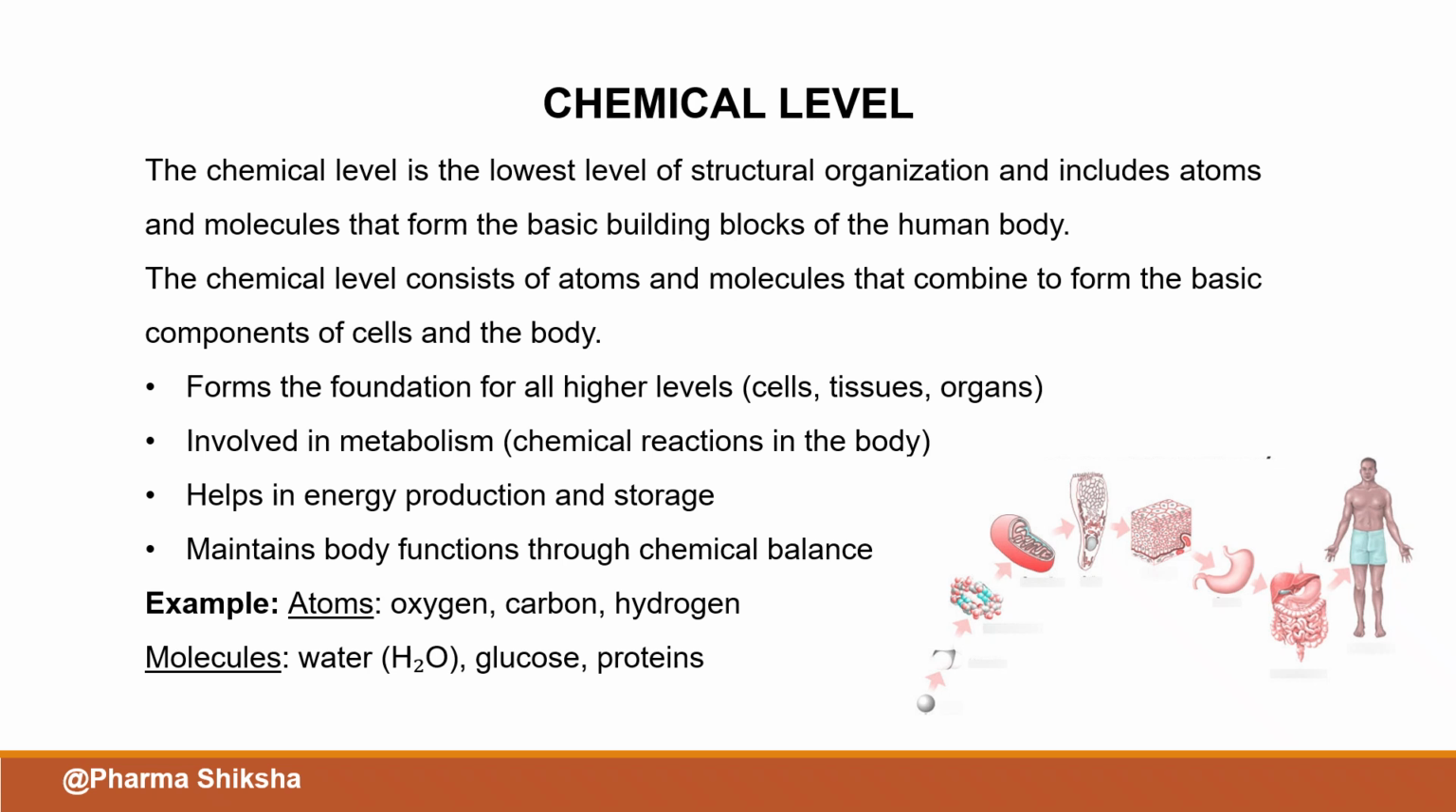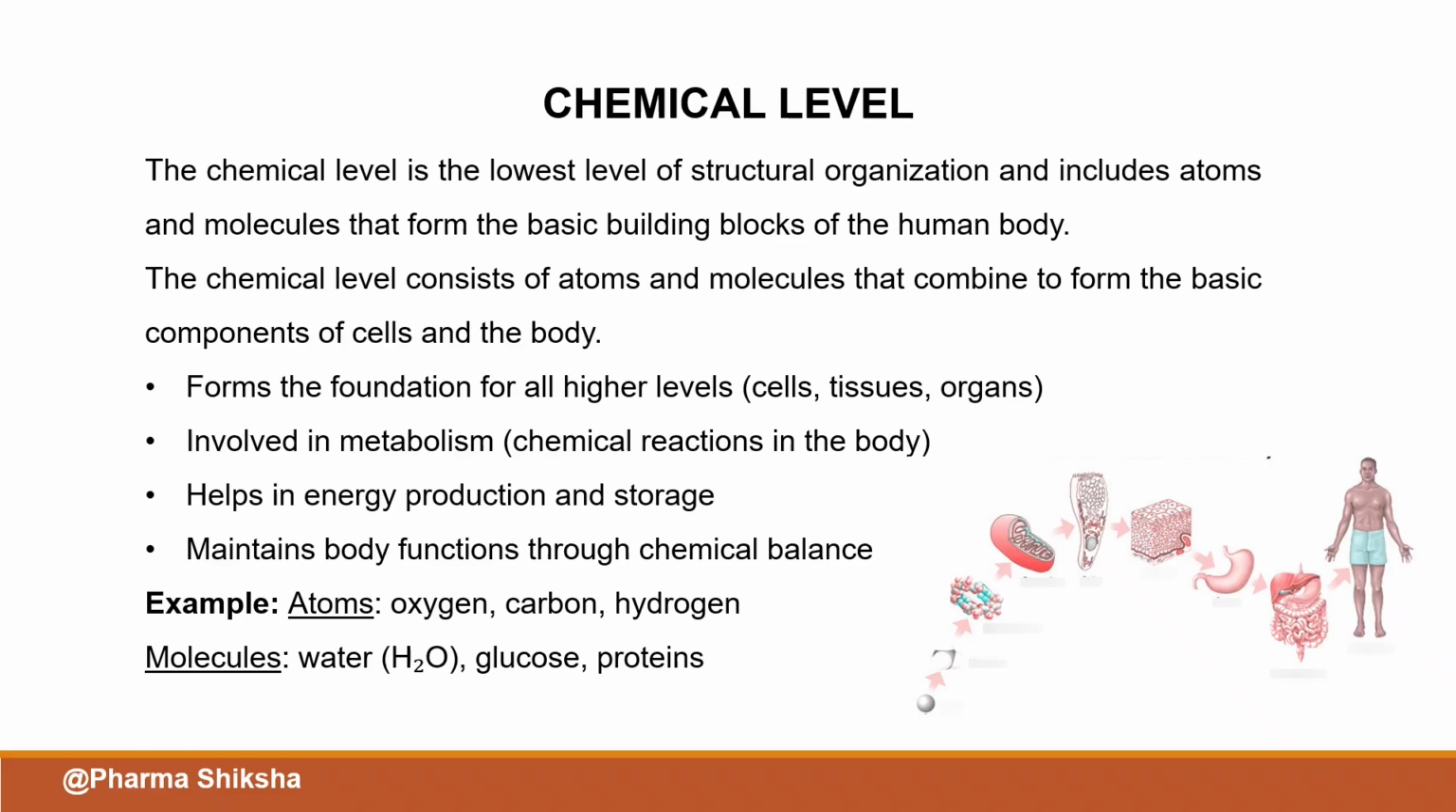The chemical level consists of atoms and molecules that combine to form the basic components of the cells and the body. So here we can see the atom, the molecule forms, and this will become the cell, and the group of cells combine to form the tissue. All tissues will become the organ, the organ system and a complete human. So the chemical level forms the foundation for all the higher levels.